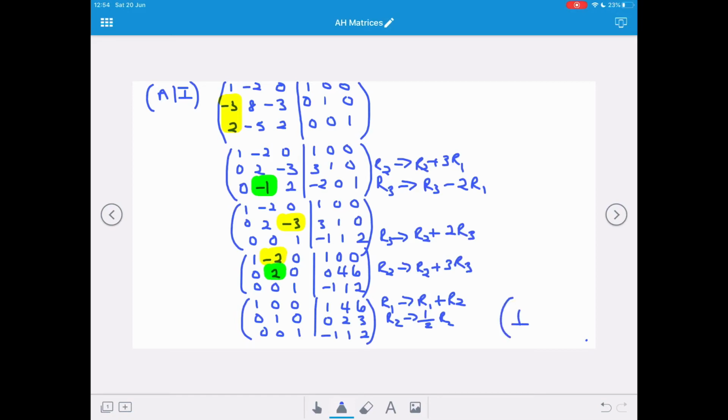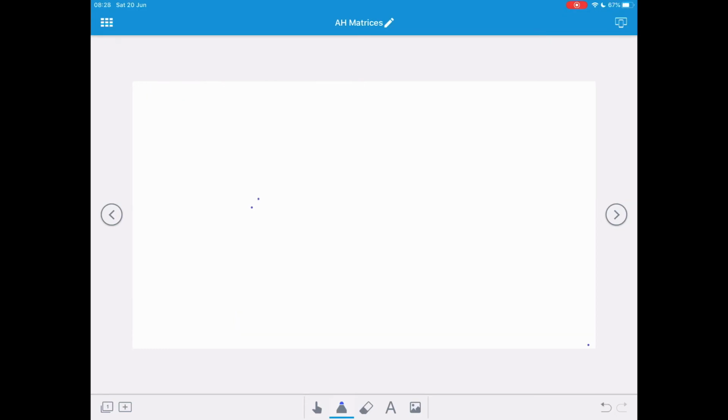And if we compare this, we've now got the identity matrix on the left-hand side and our inverse matrix on the right. So therefore, we can state that the inverse matrix of A is going to be 1, 4, 6, 0, 2, 3, and negative 1, 1, 2.